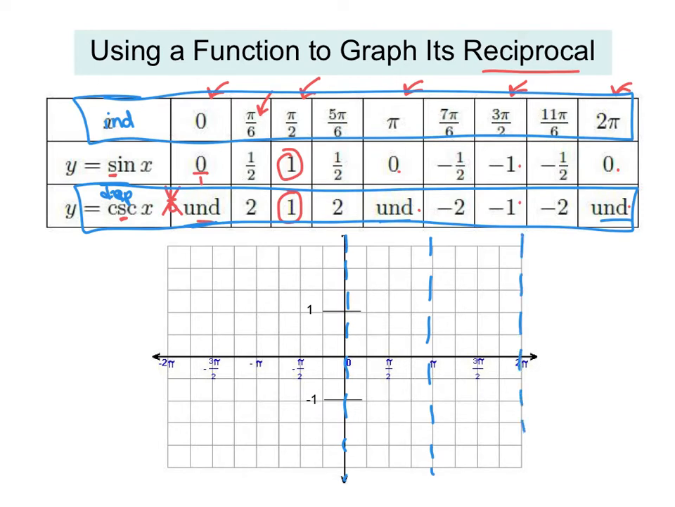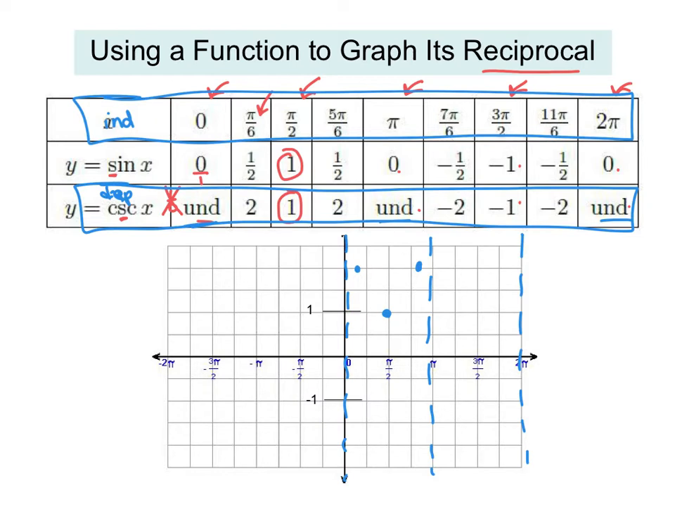So look at that. Every other one is a vertical asymptote. And let's look at those points in between. So at pi over 6, we have 2. At pi over 2, we have 1. That one's pretty easy. Pi over 6 is somewhere over here, so we'll put that right here. And then at 5 pi over 6, so that's somewhere over here, we'll put that at 2. So it looks something like that.